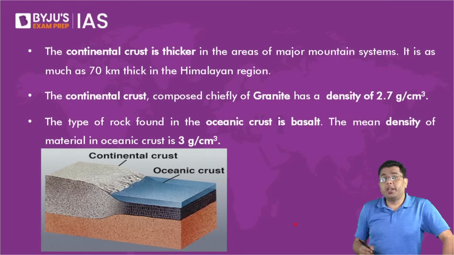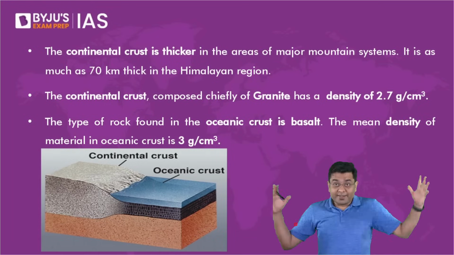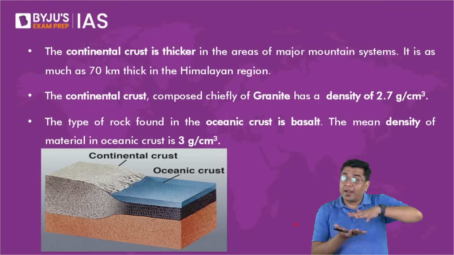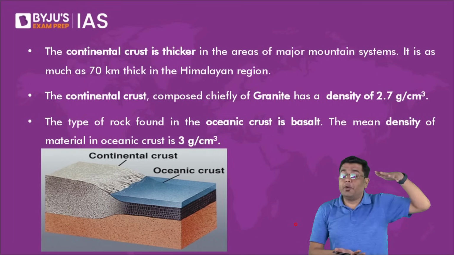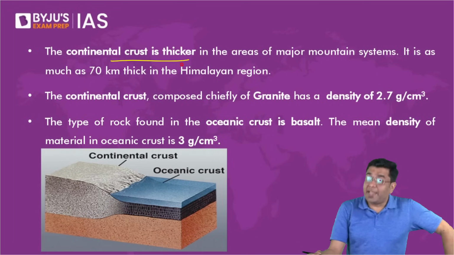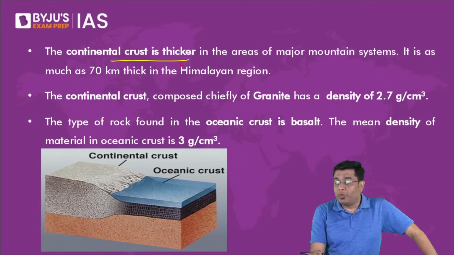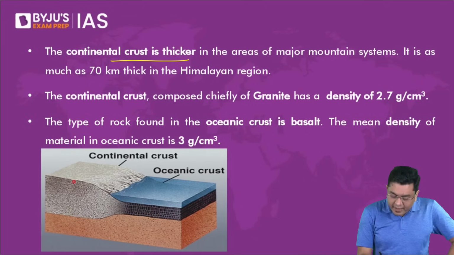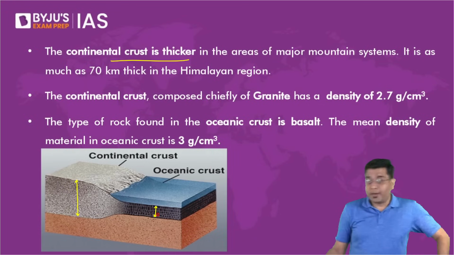For example, in the region around the Himalayas, where there's a significant amount of compression happening from both the sides, the crust has thickened up to around 70 kilometers, right? So continental crust is thicker in the region of major mountain systems, where it can get to a thickness of around 70 kilometers, for example, in the Himalayan reaches. Now, observe here, this is the depiction of the continental crust. This is the depiction of the oceanic crust.